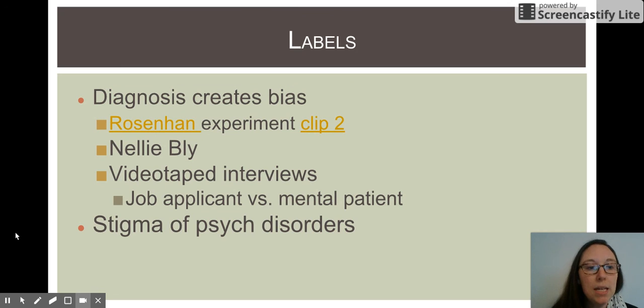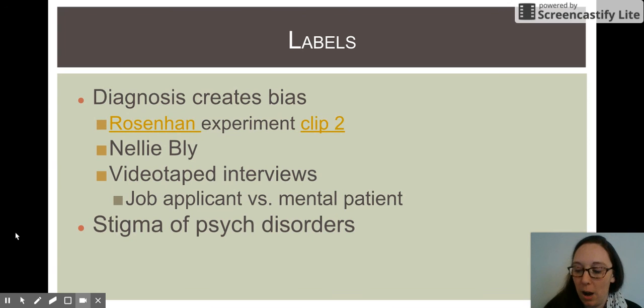Then once they were admitted to the hospital, they acted completely normally. They wanted to know, would the doctors in these institutions, this was back in the 70s, would they be able to tell that they really didn't belong in the institution? Or once they received that label, that diagnosis upon entering the institution, would it be impossible for the doctors to see past it? So definitely go watch that video and kind of see what happened.